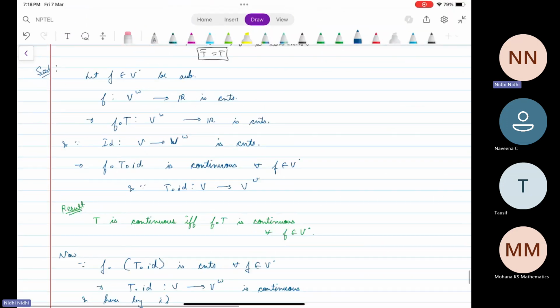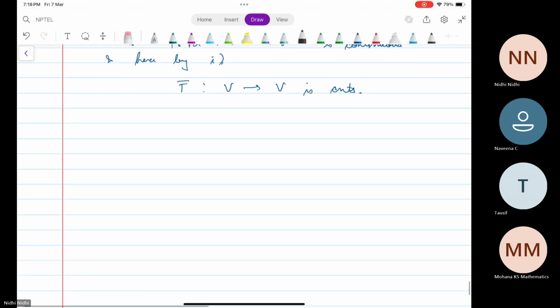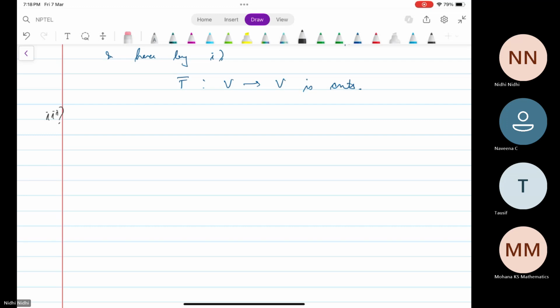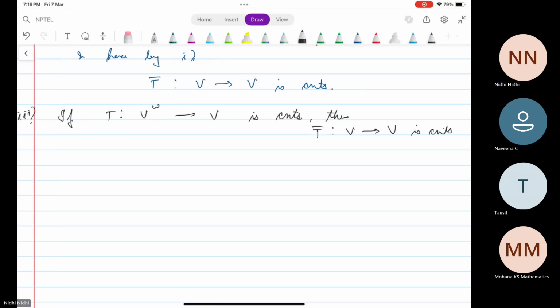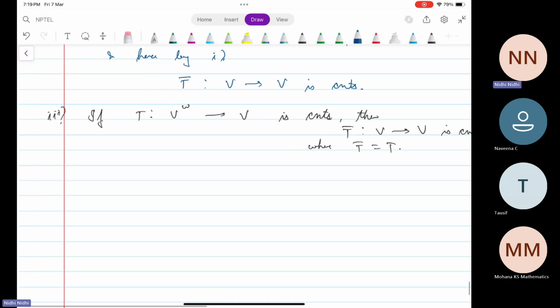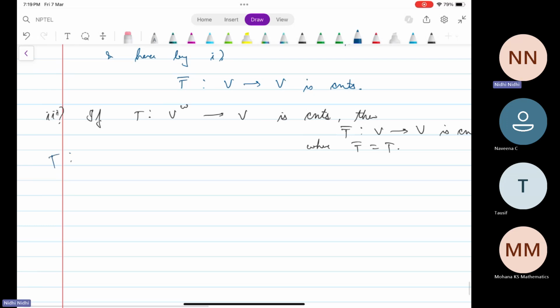Let's move to the next part. If T from V weak to V is continuous, then also T bar from V to V is continuous, where again T bar is equal to T. So you can see that if either the domain or range or both we take with respect to weak topology, and in that case the function is continuous, then we get our linear function to be continuous as well.